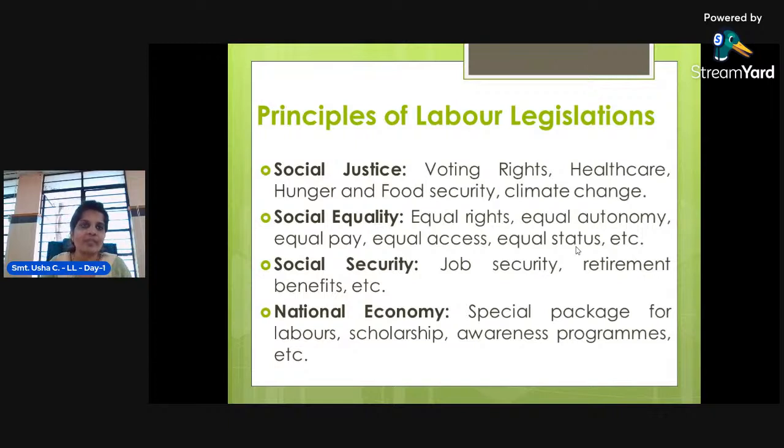This kind of discrimination between workers and workers, between women and men workers, and also against child workers, must be removed and eliminated. They all must be given equal rights, equal power, equal pay, equal wages, right? So equal pay, equal access, and also equal status must be given.